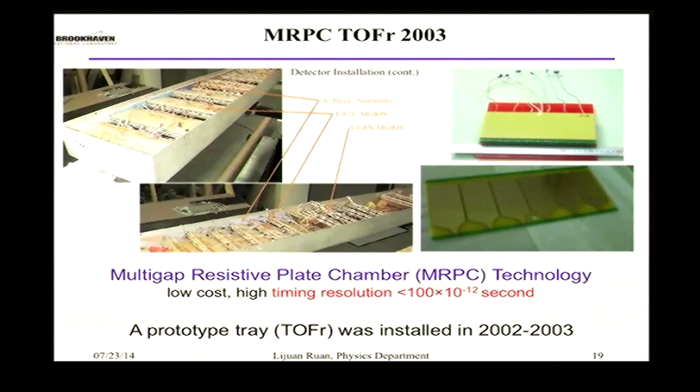And the new experimental tool comes from the new detector technology, and this is actually multi-gap resistive plate chamber technology. There are two advantages for this one. Low cost, this is probably the most important one, and also the very excellent timing resolution. The timing resolution is less than 100 picoseconds, and a picosecond is 10 to the minus 12 second. So you can just think how precise it is.